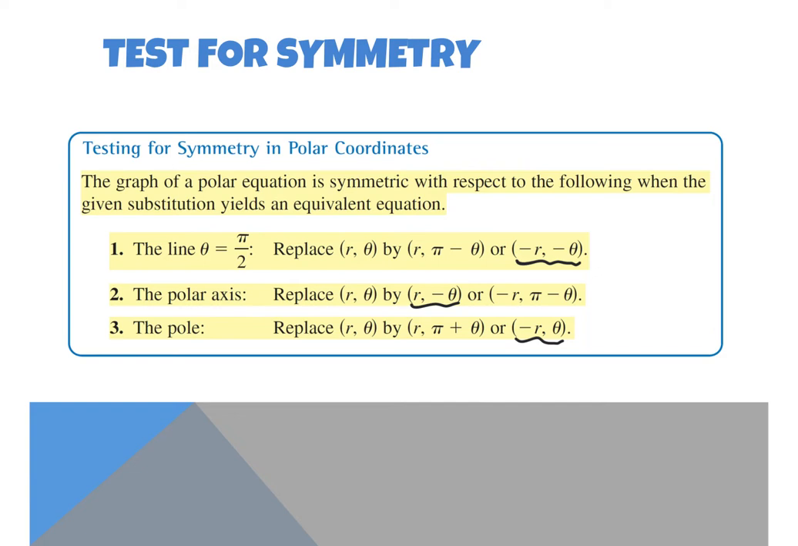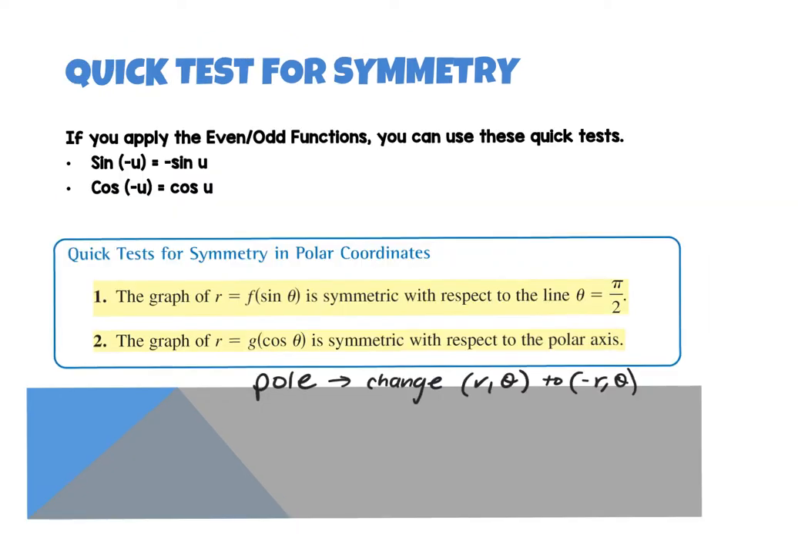What I do want to add about symmetry, these tests for symmetry, is that we're using our shortcuts, right, which are sine would be symmetric to the pi over 2 line and cosine would be symmetric to the polar axis. It doesn't mean that if it has sine, it does not have symmetry to the polar axis. It can have those other things. It's just not guaranteed.